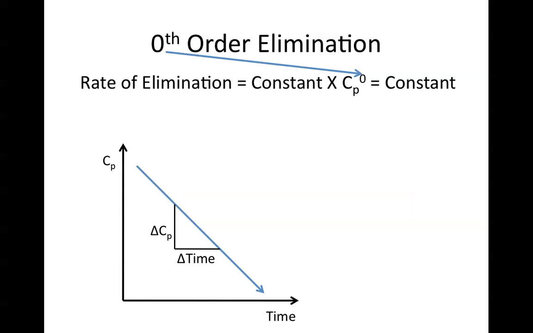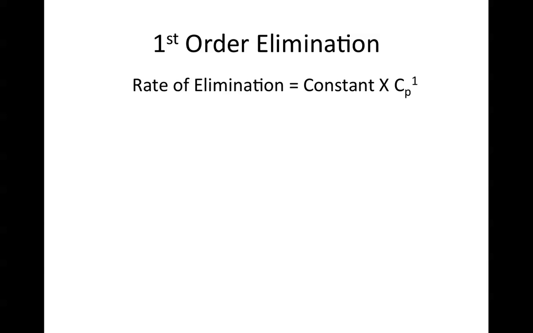So a zeroth order elimination will have a straight line for the plasma concentration compared to time. The next situation is a first order elimination. This is much more common. What this is saying is that the rate of elimination is the constant times the plasma concentration to the first power. That's why it's a first order elimination.